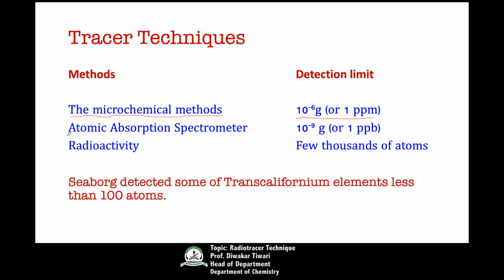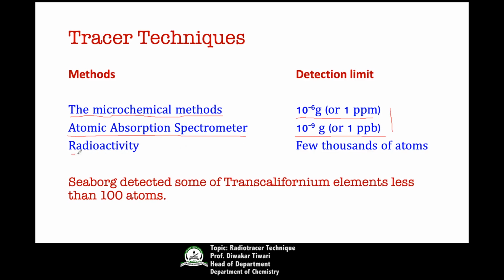On the other hand, you have the atomic absorption spectrometer, the AAS. AAS can provide a detection limit somewhere around 10 to the power minus 9 gram, or 1 ppb level. This is the detection limit shown here. This is the maximum low level that you can obtain with these techniques. In a simpler way, when the solvent is water, 1 ppm is almost equal to 1 milligram per liter, and 1 ppb is 1 microgram per liter.